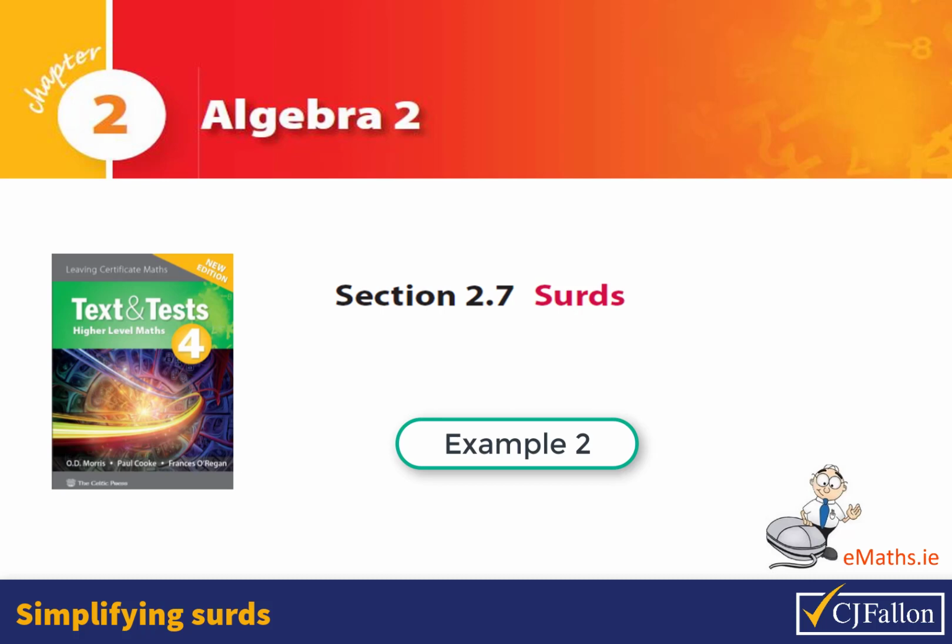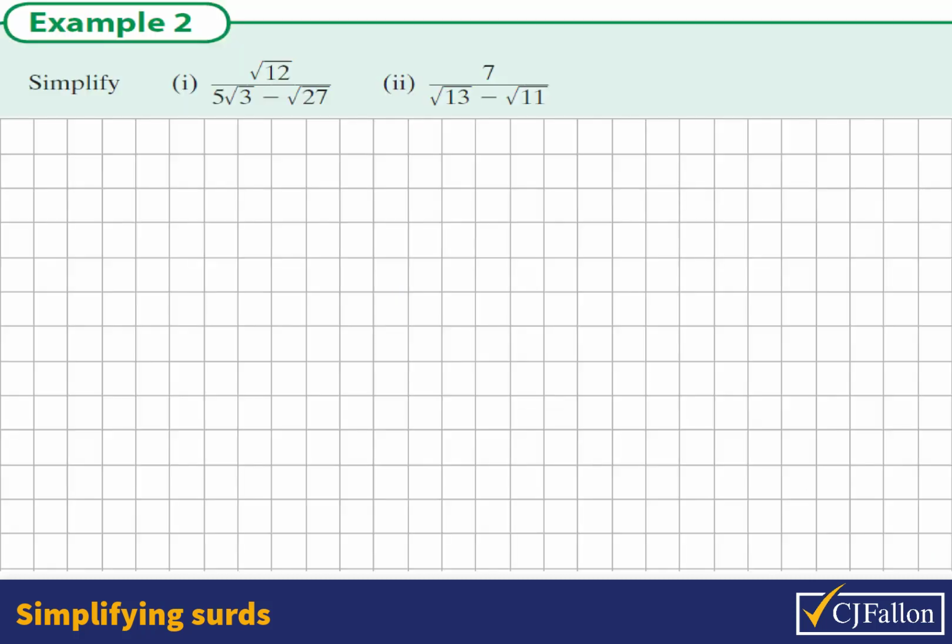Simplifying surds and rationalizing the denominator, example 2. Simplify firstly the square root of 12 divided by 5 root 3 minus root 27. We might start off by turning each of these square root terms into its basic surd form.